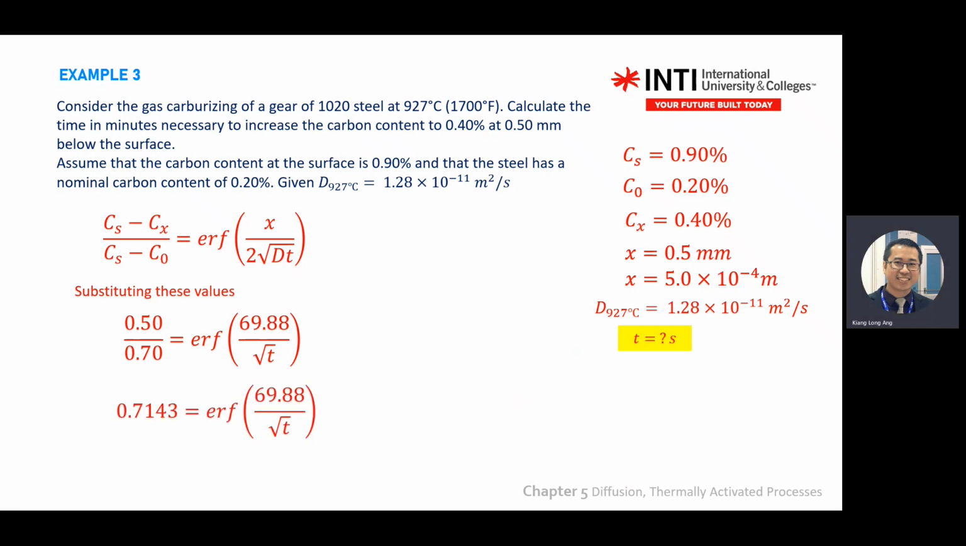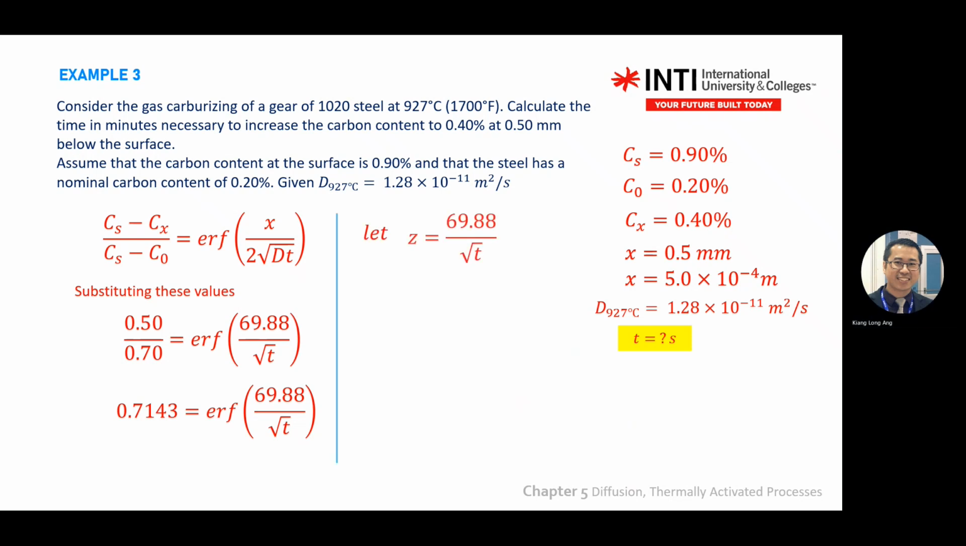Then you'll get 0.7 on the left-hand side. And then erf is the error function of 69.88 over square root of t. Basically, you can already solve the question by referring to the table. This is erf Z. This is the value of the erf. So you let your Z equal to this one because you want to find the t later. We substitute this as Z first because we want to use the table.